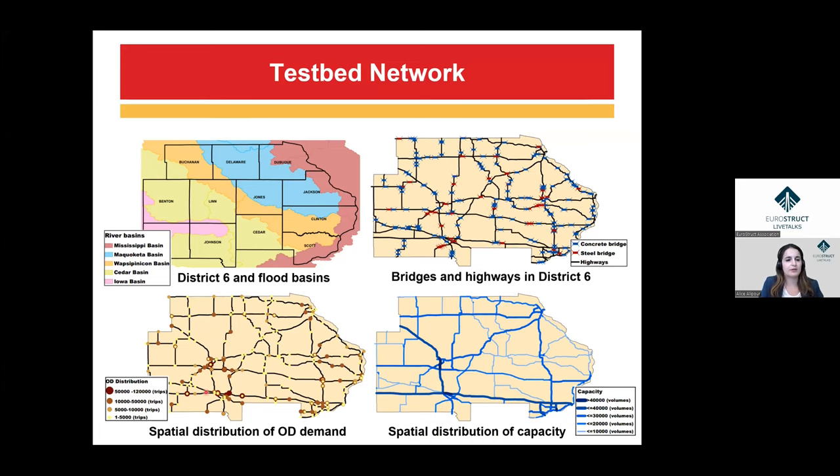We also have the spatial distribution of the traffic. You can see some parts of the state or the district have high traffic. Accordingly, they also have higher capacity. So all of these are integrated into the modeling scheme that we have.